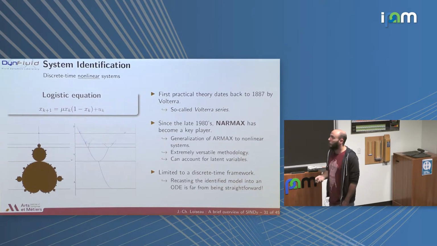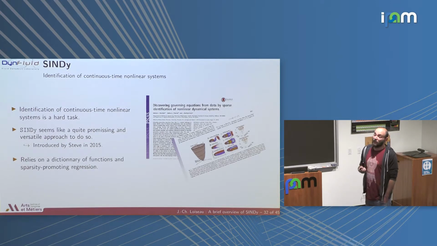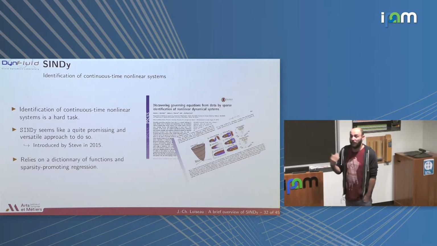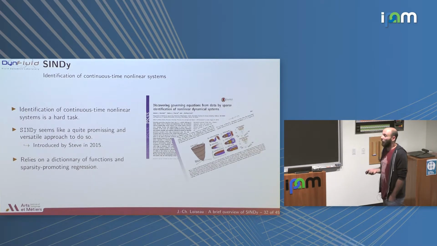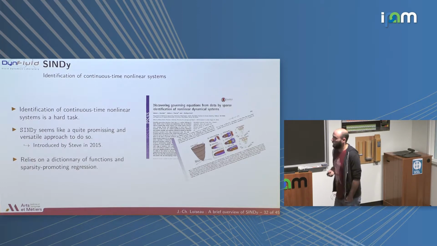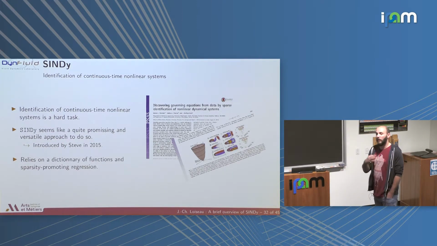So how do we do it for continuous time systems? I argue it's a harder task than discrete time systems for various reasons, but SINDy seems like a quite promising approach for that. At least it's the one we've been using with Steve for about 5 years now. And Steve has shown how it works. You basically build a dictionary of possible nonlinear functions, and then you use sparsity promoting regression to try to find the smallest subset of these atoms from this dictionary that explains your data.